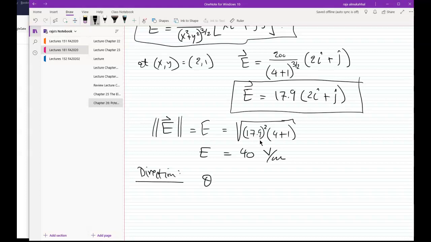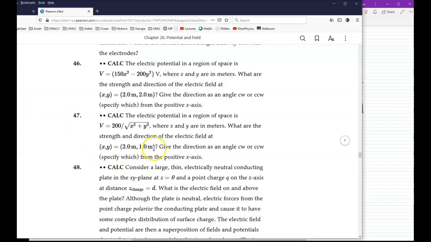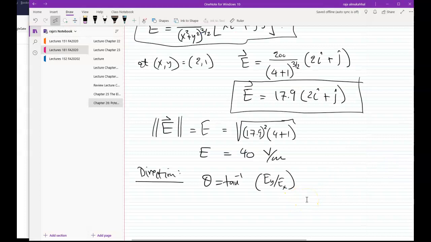So basically, theta is equal to tan inverse of EY over EX. Why EY over EX, not EX over EY? Because read what he says here: give the direction from the positive x-axis. That means y over x. If he says the y-axis, it's x over y. So anyway, there we go, and then I just plug it in.